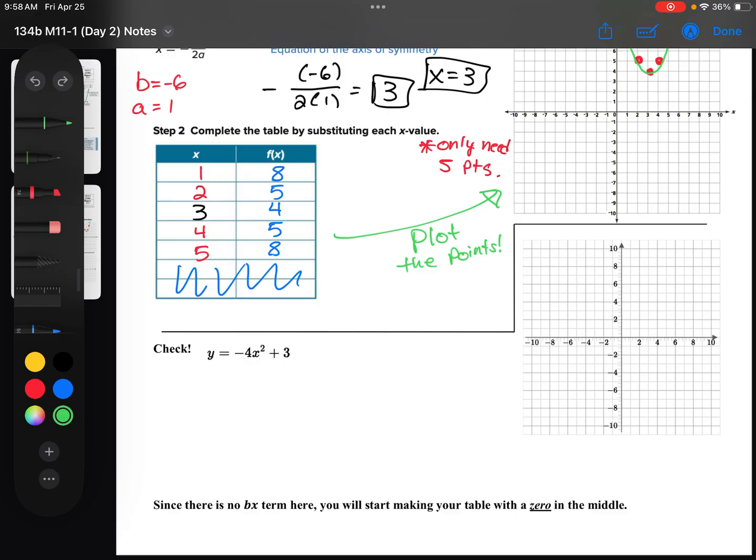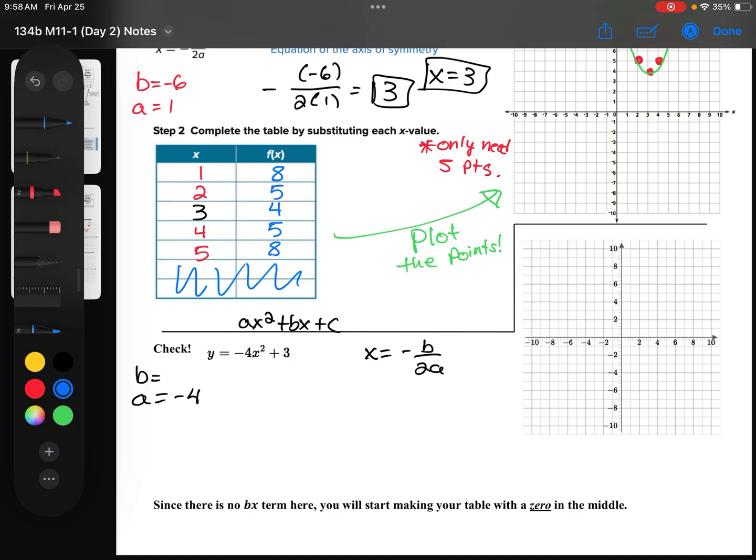So I've got y equals negative 4x squared plus 3. First things first, you have to start with your axis of symmetry, negative b over 2a. So what's my b? What's my a is what I'm asking myself. Well, I know for sure my a is negative 4. And my b, some people are going to say 3, but think of this.